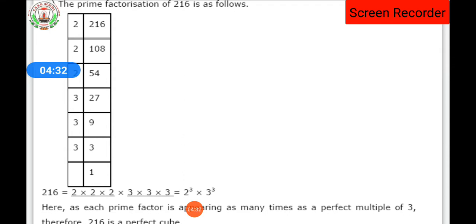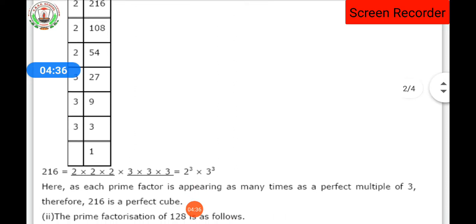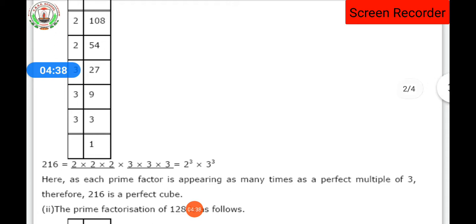Perfect cube number. 216 is a perfect cube number. As we know, the factors have triplets, isn't it? 2 also has triplets and 3 also has triplets, isn't it? Triplet factors. Hence each prime appears how many times? 3 times, which is a multiple of 3. Hence we can say that 216 is a perfect cube.